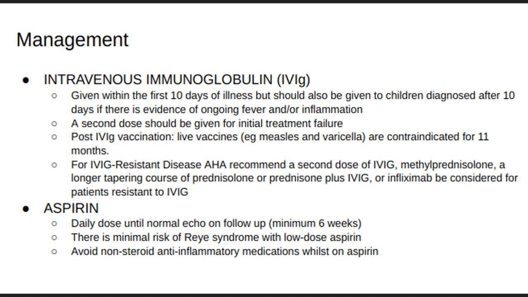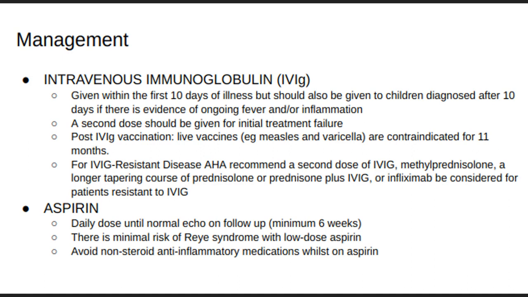Hemolytic anemia can occur, typically after a week of IVIG infusion, particularly for children receiving multiple doses. Post-IVIG vaccination, live vaccines, e.g. measles and varicella, are contraindicated for 11 months. For IVIG-resistant disease, the AHA recommends that a second dose of IVIG, methylprednisolone, a longer tapering course of prednisolone or prednisone plus IVIG, or infliximab be considered for patients resistant to IVIG.